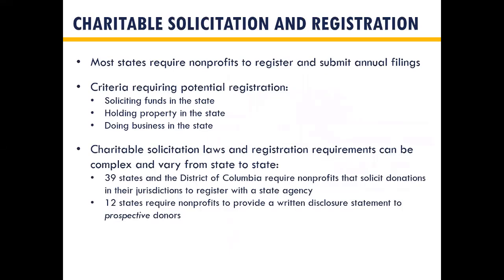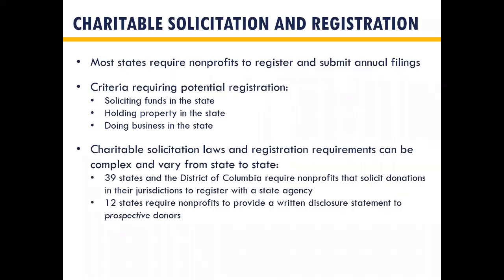To wrap up this other area of tax risk, many states require nonprofit organizations to register and submit annual filings. Oftentimes these charitable solicitation laws and registration requirements are complex and can vary from state to state. So organizations should always check with their local state agency to determine the registration requirements for soliciting donations and whether a written disclosure statement or some other type of filing is required on an annual basis.